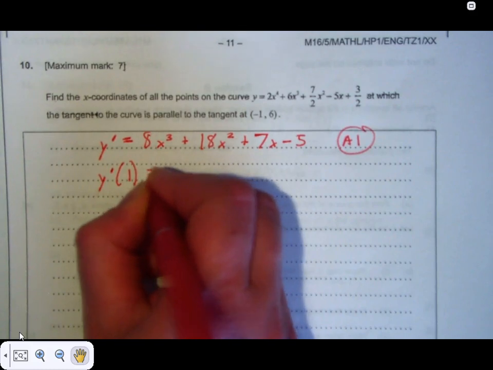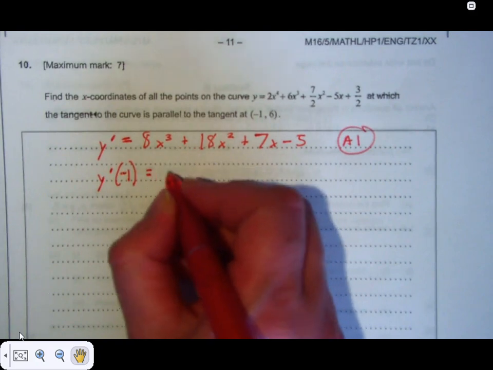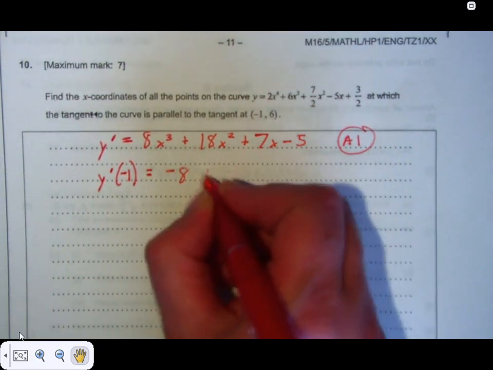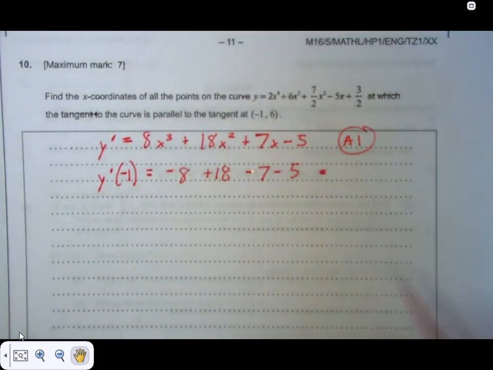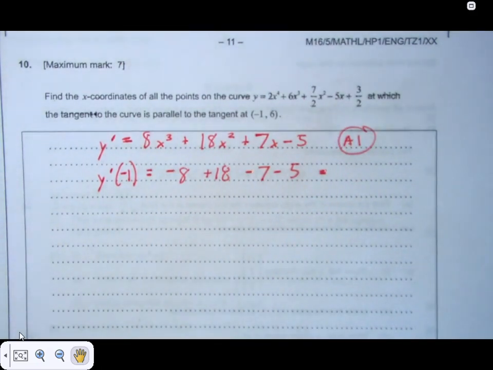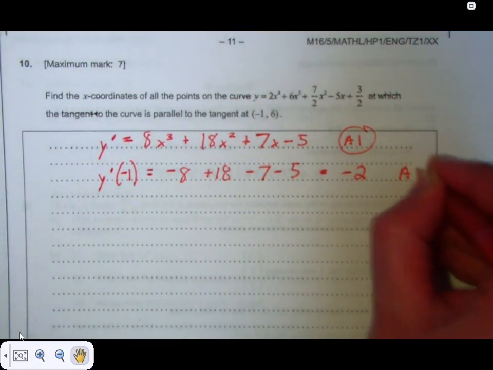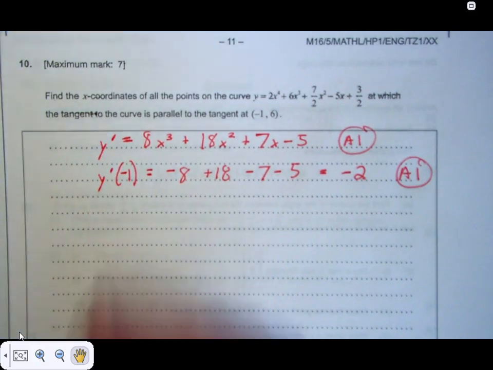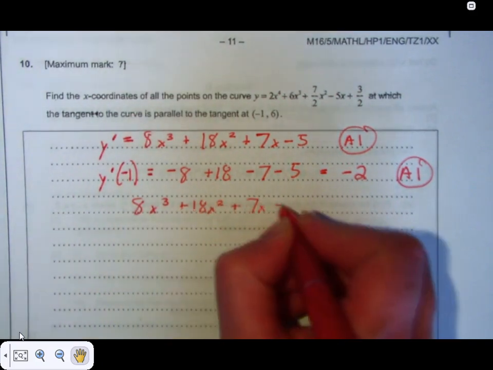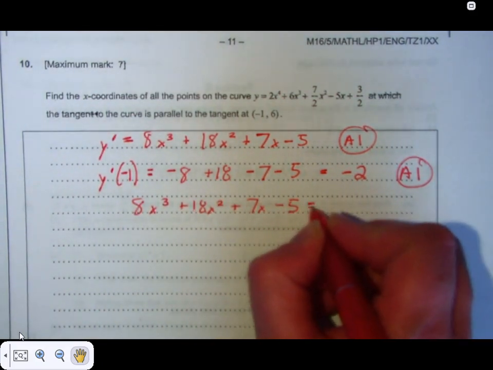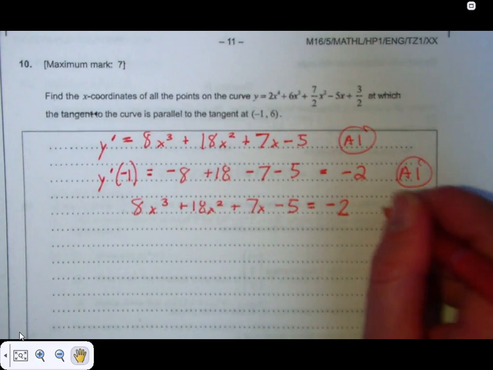So we're going to put in -1, sorry. Don't have a calculator, but we know -1 cubed would come out negative. -1 squared would come out positive. This would just be -1. Okay, so -8 plus 18 would be 10. 10 minus 7 would be 3. 3 minus 5 would be -2. Another mark. So basically, we want to figure out all the places where the slope is equal to -2. Now we know one of them. At -1, there's a slope of -2, but there's some other spots. Okay.